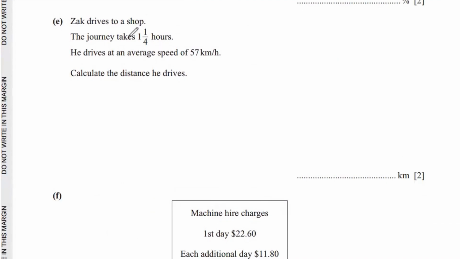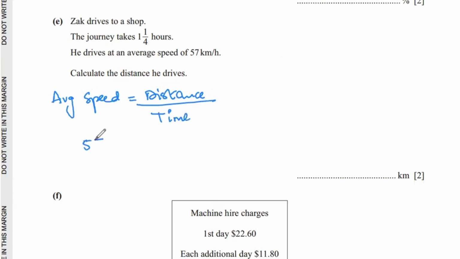Then E says, Zach drives to a shop. The journey takes 1.25 hours. He drives at an average speed of 57 kilometers per hour. Calculate the distance. Now, average speed has the formula of distance over time. So average speed is 57 kilometers per hour. Distance is what we're trying to find, and time is 1.25.